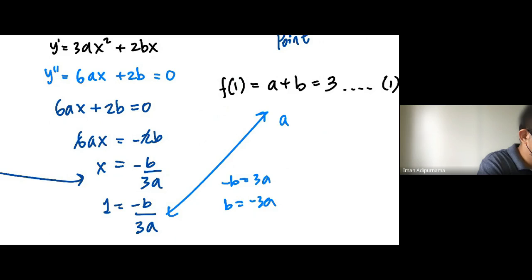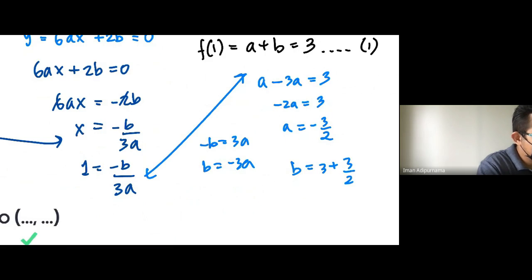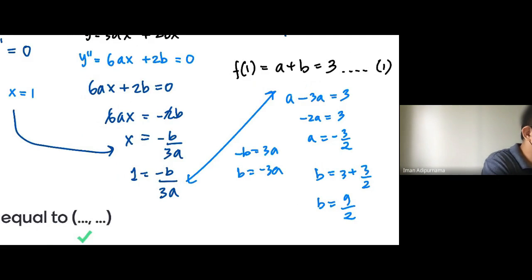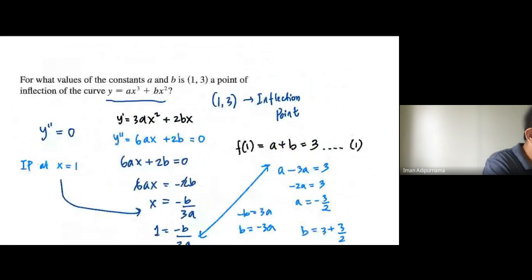a minus 3a is 3. So this will be 3. So a is negative 3 over 2. So b will be 3 plus 3 over 2, or we can say that b is 9 over 2. Or actually, if you have the time, we can check through the y.